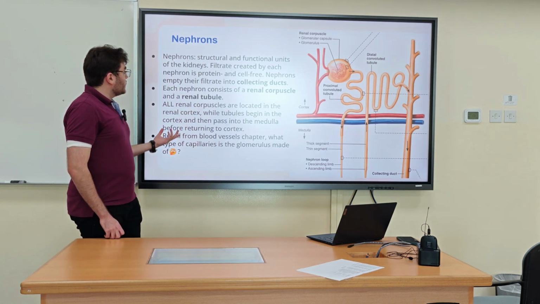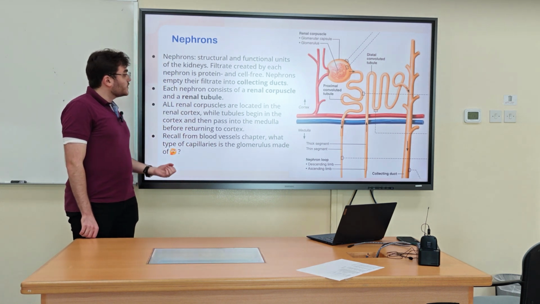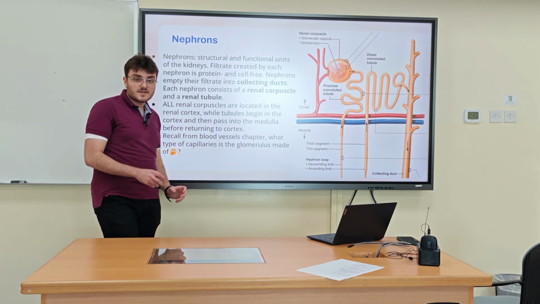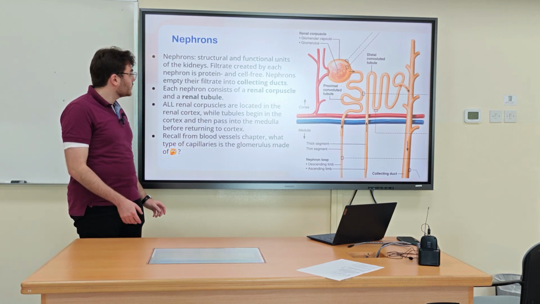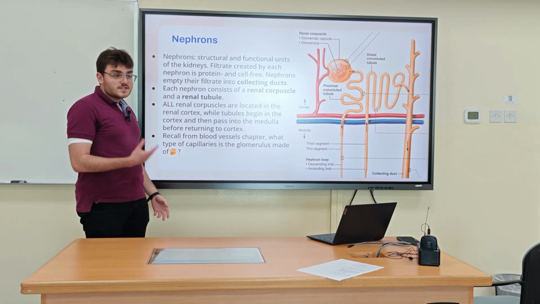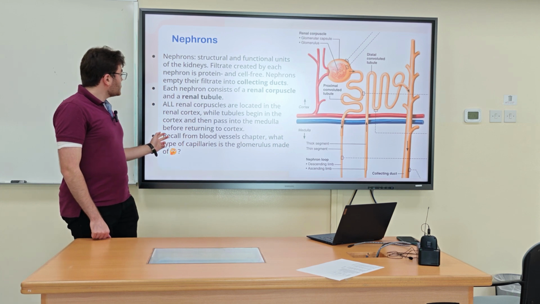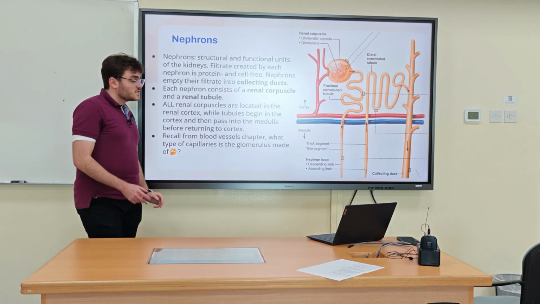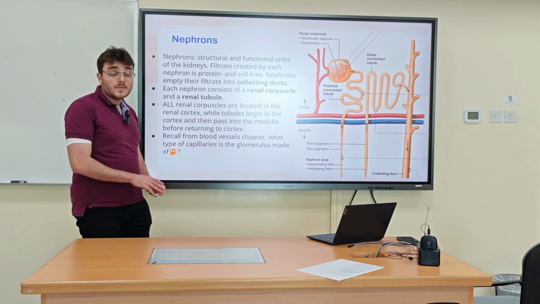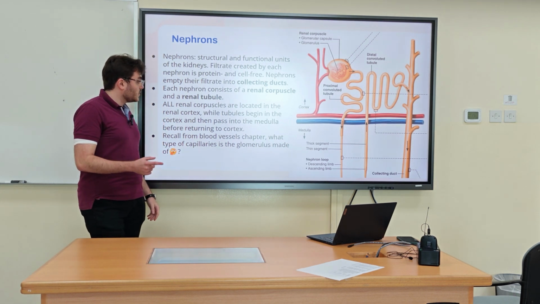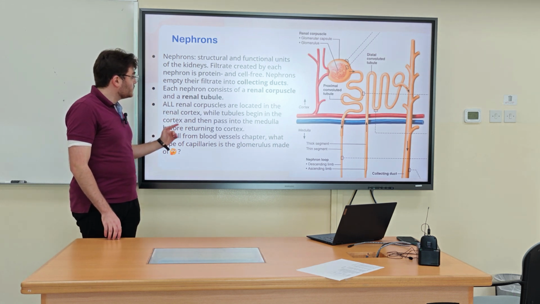So first of all, nephrons are the structural and functional units of the kidney. Each nephron forms a filtrate that would later be called urine. This filtrate is cell and protein free. Nephrons empty their filtrate into collecting ducts. So we have collecting ducts that collect from many nephrons. And each nephron consists of a renal corpuscle and a renal tubule.